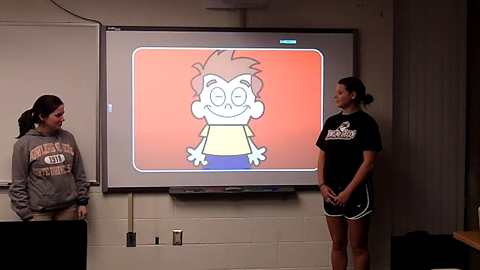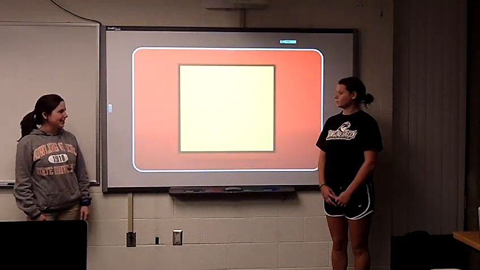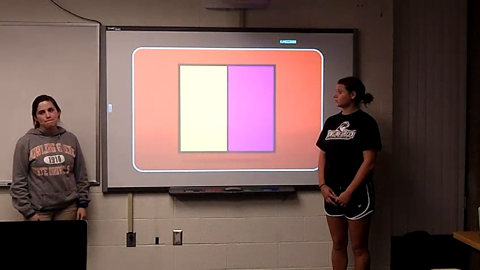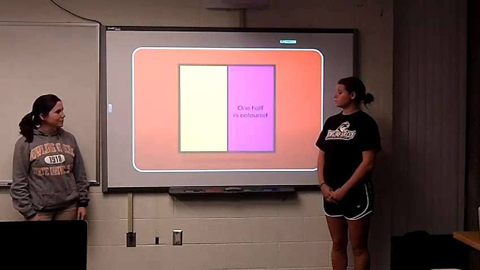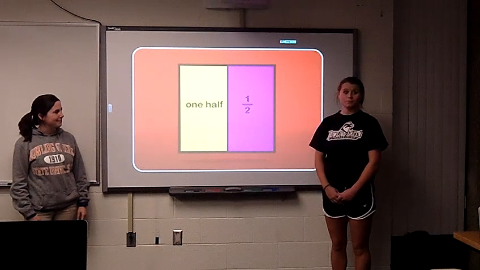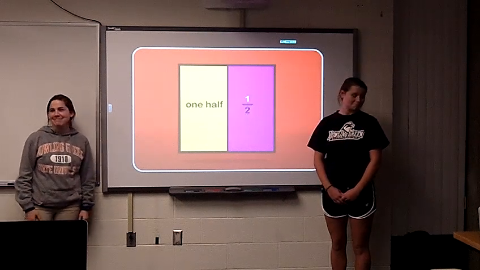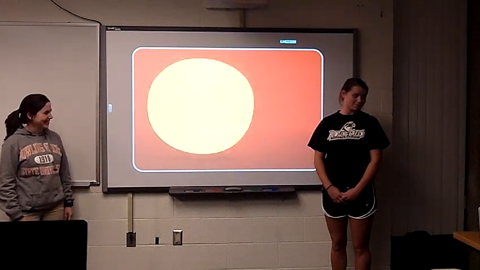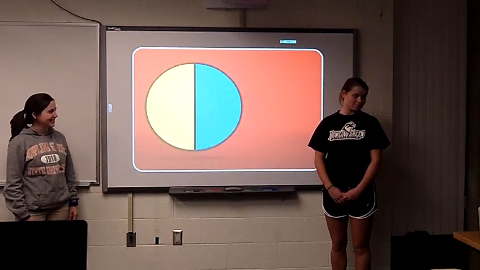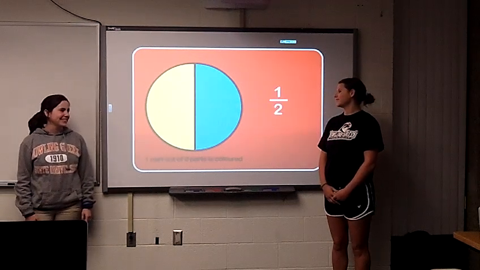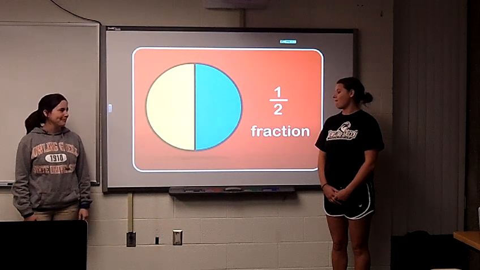We can cut shapes into halves too. Here is a square. It has a line down the centre, cutting it in half. If we colour one side, we say that one half is coloured. We can write one half using words like this, one half, or using numbers like this, 1/2. This means that one part out of 2 parts is coloured. Now look at this shape. Here is a circle. 1/2 is coloured. We can say that one part out of 2 parts is coloured. This is called a fraction.